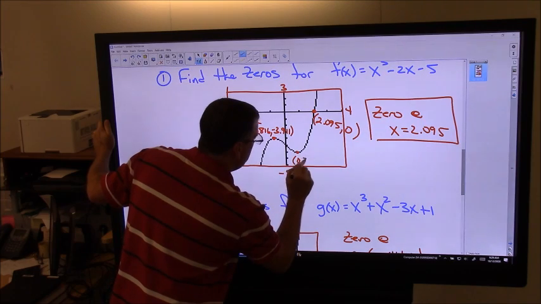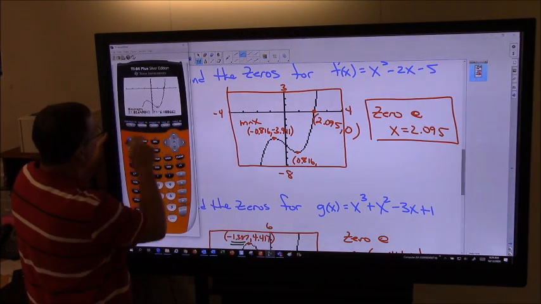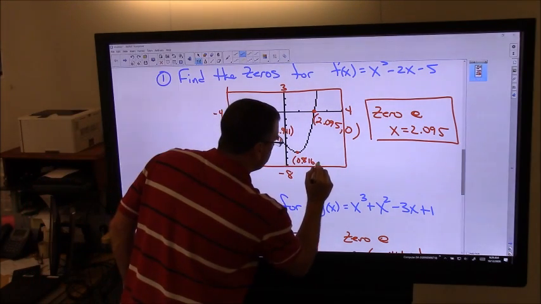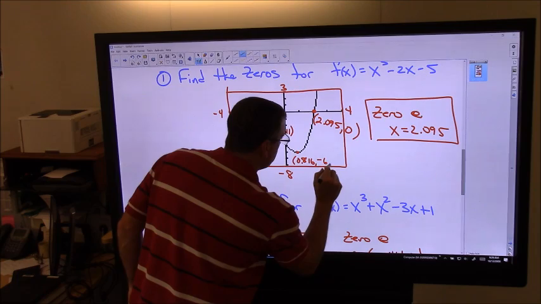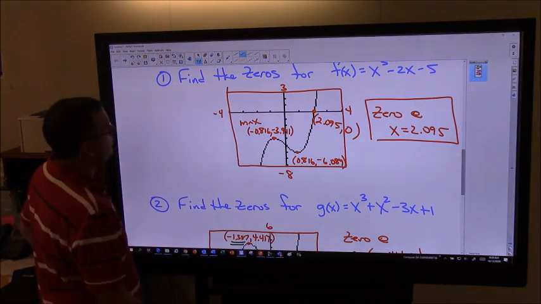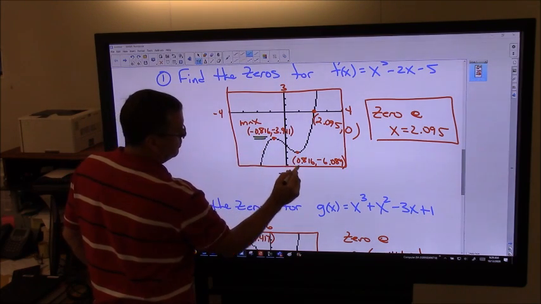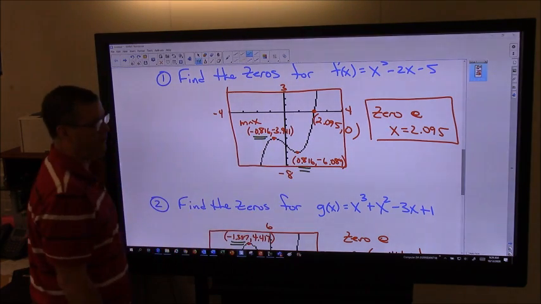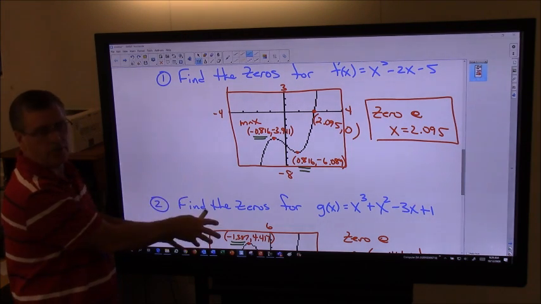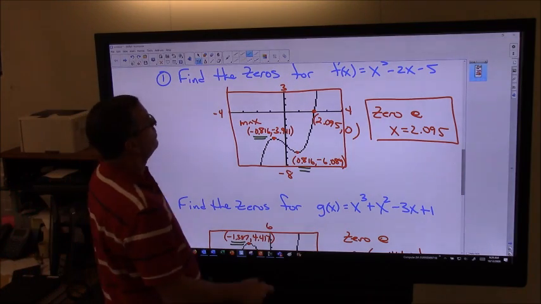So 0.816, comma, -6.089. So again, when I list my intervals for where it's decreasing or increasing, these x values are the ones that I want to use. All right, so it's going to look similar to the other problem because it's a similar type of curve, but just with different numbers.